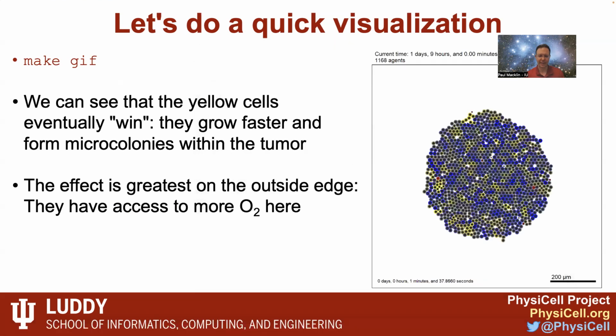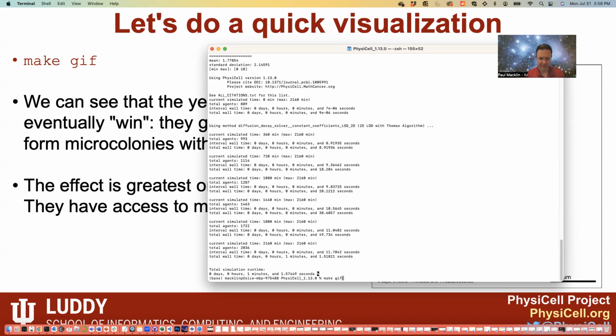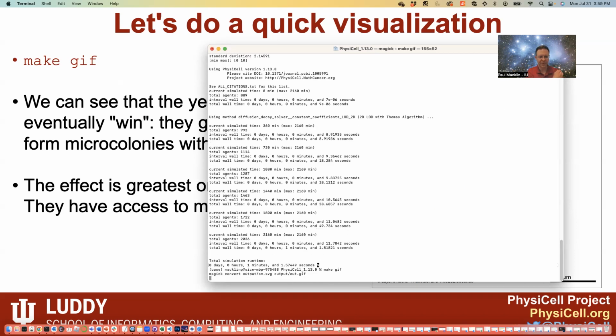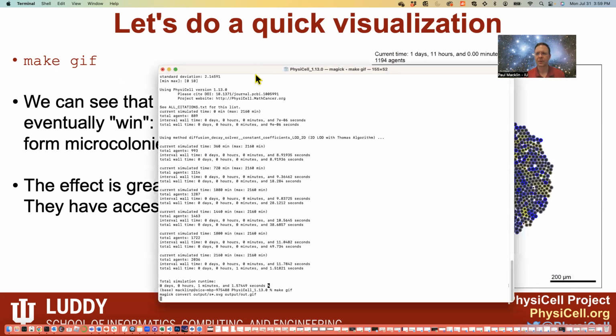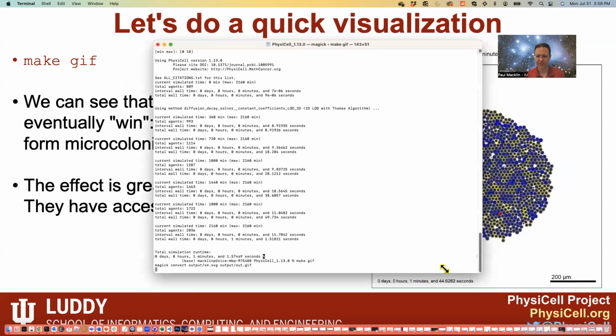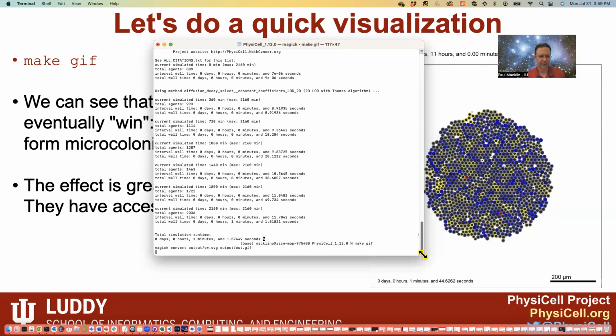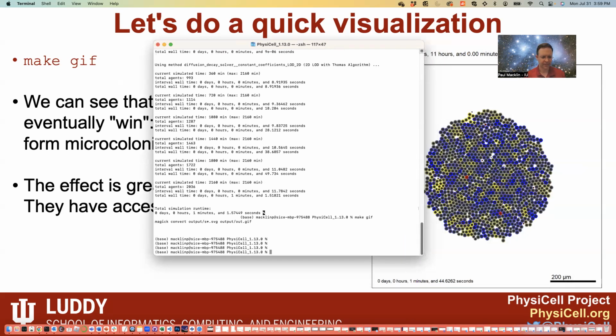Let's go ahead and make an animated GIF now. So I'm going to type make gif. And it's going to take all those SVG files from the output directory, convert them into an animated GIF, usually skipping the intermediate step in this particular case. So let's go ahead and let that finish up. Okay, so let's take a look at that GIF.